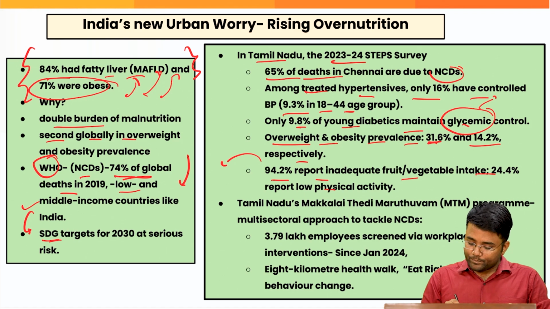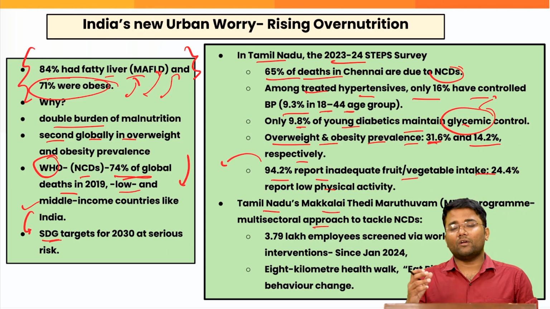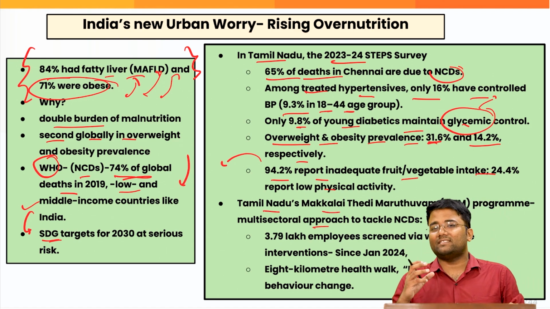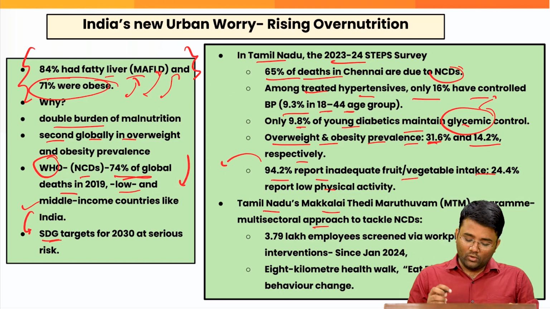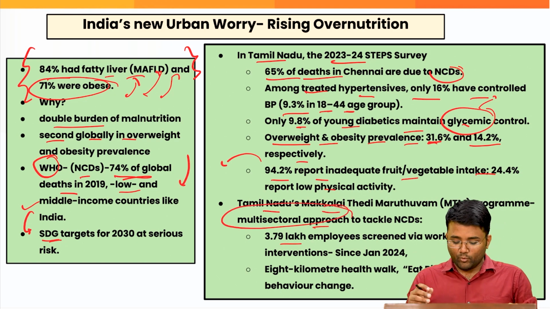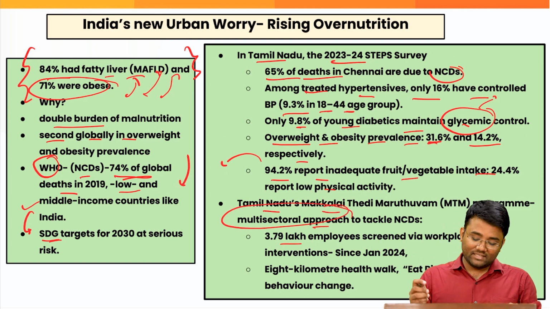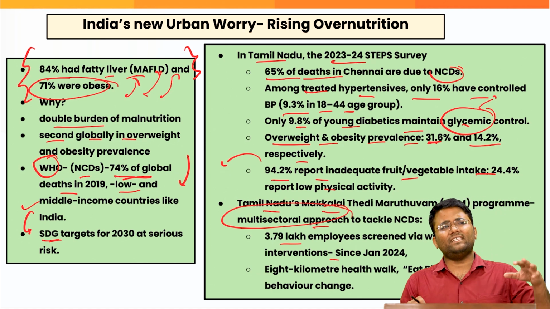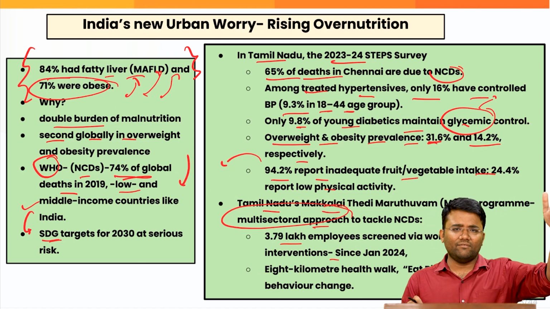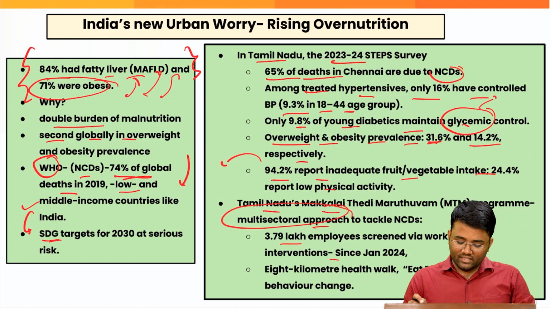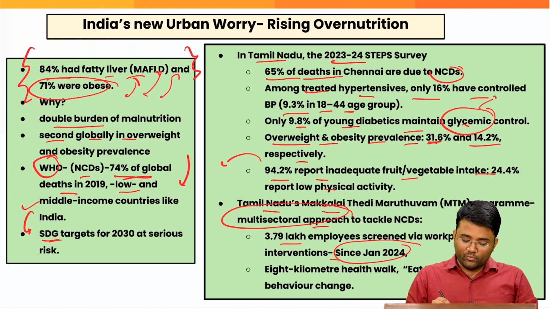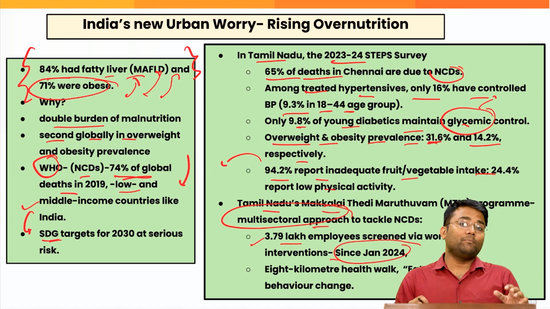Also, there was a program in Tamil Nadu which was launched to address this non-communicable disease issue, and it was a multi-sectoral approach where 3.79 lakh employees were screened via workplace interventions. Various camps were established at the workplace, in the offices themselves. And since January 2024, 3.79 lakh people were screened.